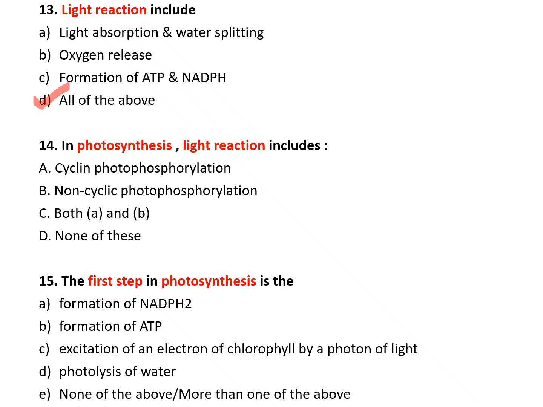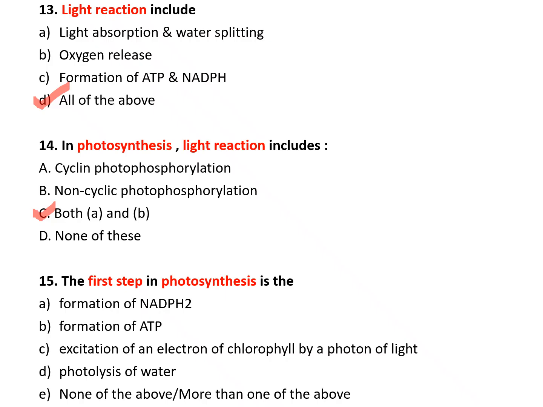The next question number 14. In photosynthesis, light reaction includes option A cyclic photophosphorylation, option B non-cyclic photophosphorylation, option C both A and B, option D none of these. The correct answer is option C, both A and B. Light reaction includes both cyclic and non-cyclic photophosphorylation.